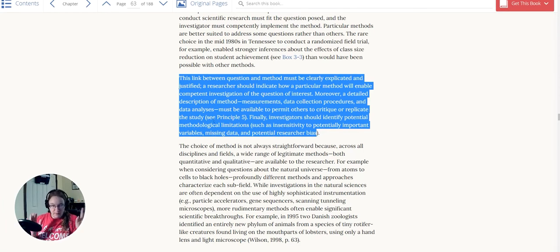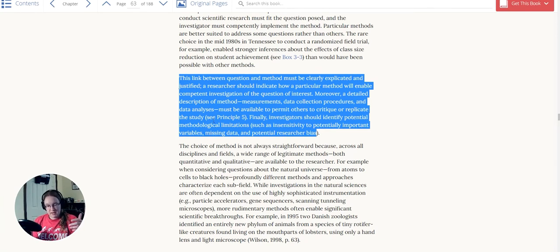So this is all really important. I touched on some of it again with the bias part, but this is something that is really critical and must be written into any article, any report that's written when it comes to scientific inquiry. And it goes to the replication part, which is in principle 5, but we'll get to that. But you have to justify the method.